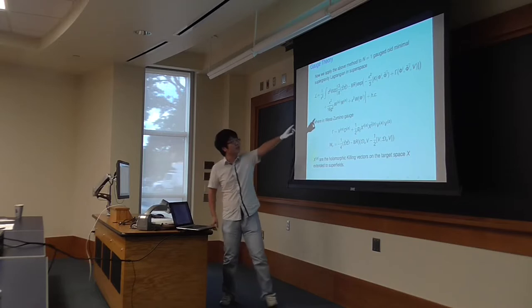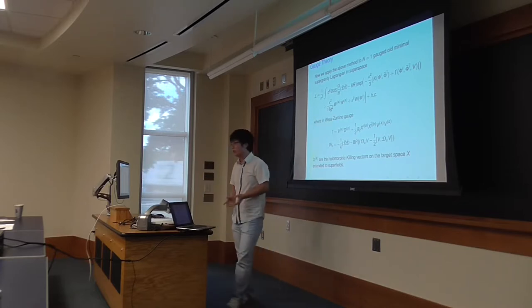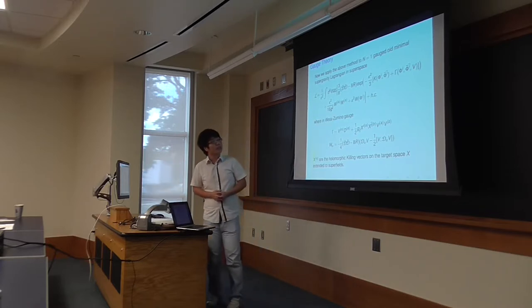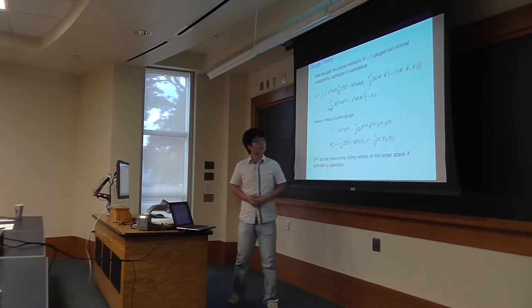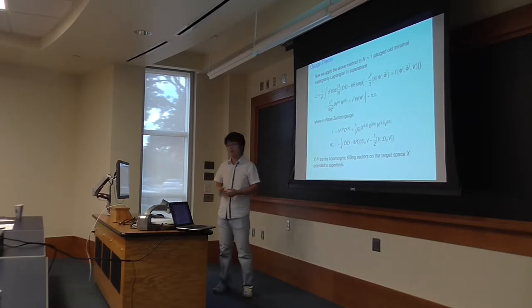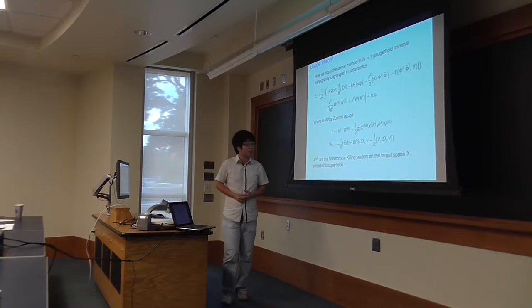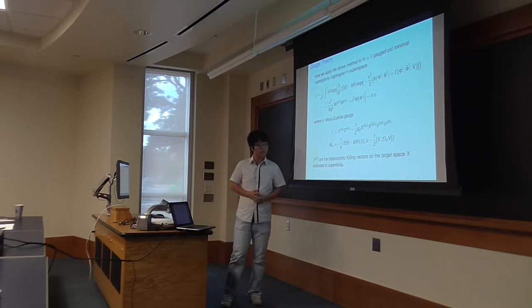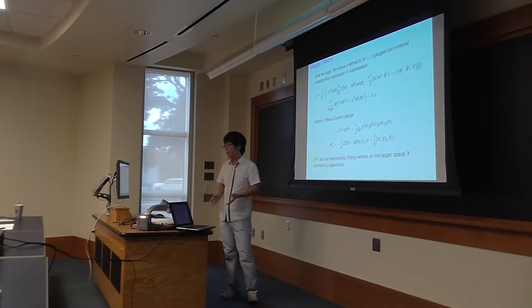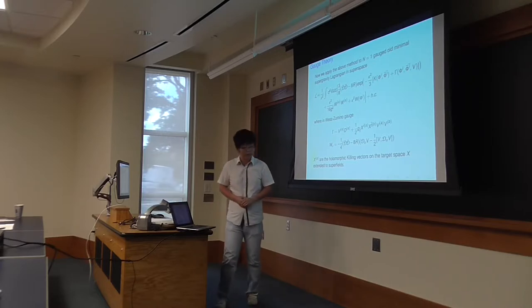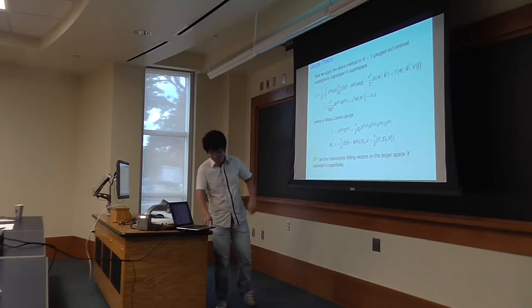And here, W are the super field strengths of your gauge field. And here, this term is here to make sure that your theory is gauge invariant. And X^A are holomorphic Killing vectors that represent your gauge group action on your target space. And they are promoted to superfields.